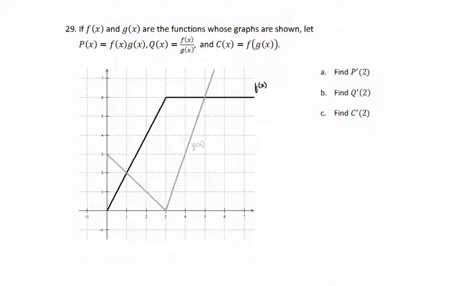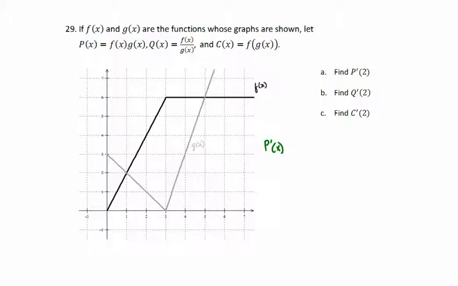Alright, with problem 29, if f of x and g of x are these functions drawn here, when p of x is the product of f of x and g of x, q of x is the quotient of f of x over g of x, and c of x is the function composition f of g of x. So find p prime of 2.